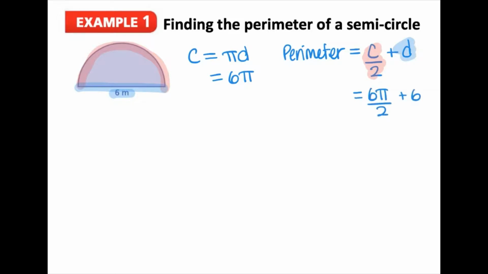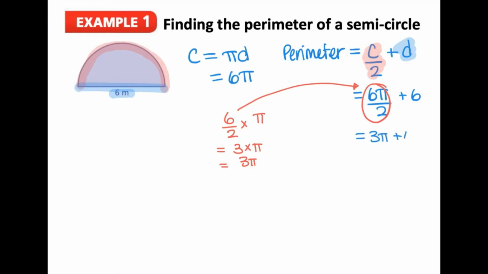Now if we take a look at this fraction here, we can actually simplify it, because this is actually like saying 6 over 2 times pi. And so we can just look at the fraction portion, and 6 over 2 simplifies to 3. So we have 3 times pi, which is just 3 pi. So we get that the perimeter is equal to 3 pi plus 6.